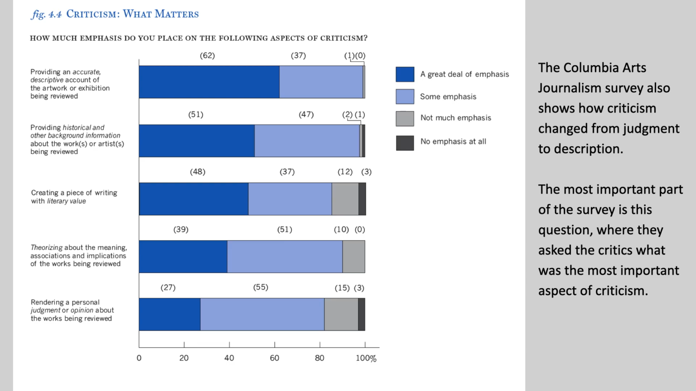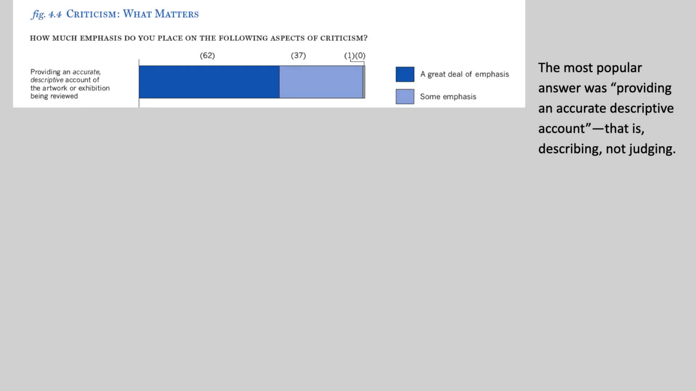I'm going to go through these from the top to the bottom. So the most popular answer to that question was, quote, providing an accurate descriptive account. That is, describing, not judging, evoking, pointing people to an exhibition, hoping that the description will let them go there. Remaining neutral, and therefore being very art historical.